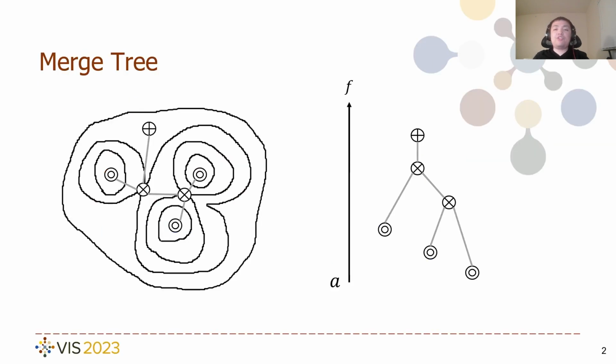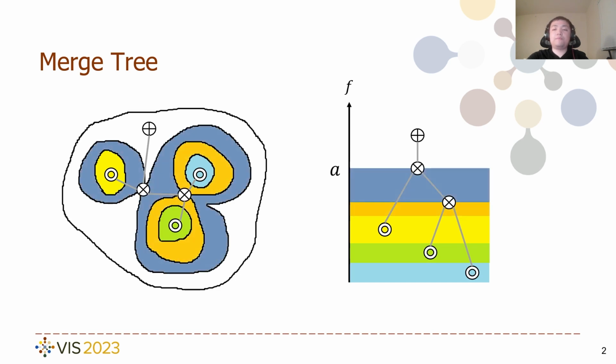Merge trees can capture the connectivity among sub-level sets of the scalar field. Here is an example of constructing a merge tree from the scalar field. Let's sweep the function value a from -infinity to infinity. A new branch originating at a leaf node is created for every local minimum. As a increases, such a branch grows longer and merges with another branch at a saddle point. Eventually, all branches will merge into a single connected component at the global maximum.